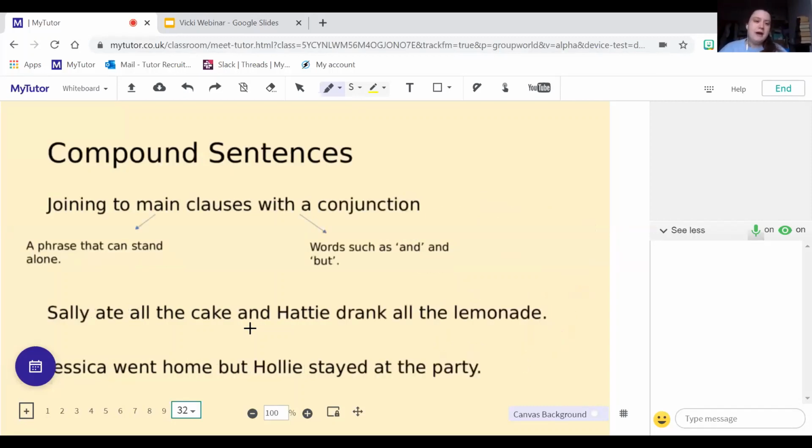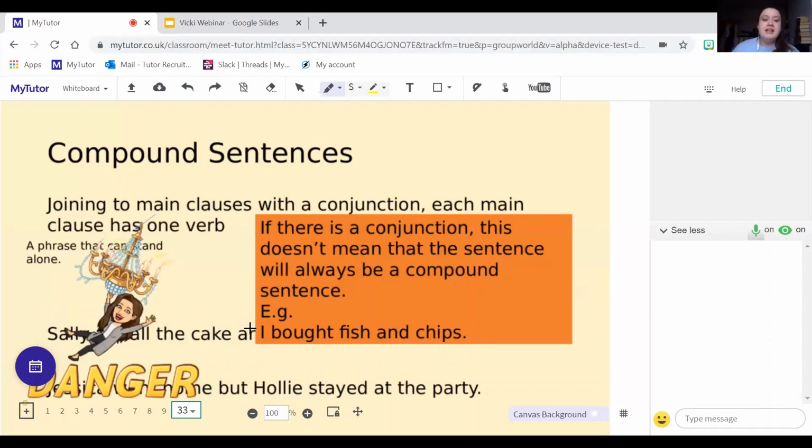Okay, compound sentences. So this is where we join 2 main clauses with a conjunction. So for example, and, or, but. So Sally ate all the cake and Hattie drank all the lemonade. So both of these clauses can stand alone and be a simple sentence, but we can add them together for a compound.